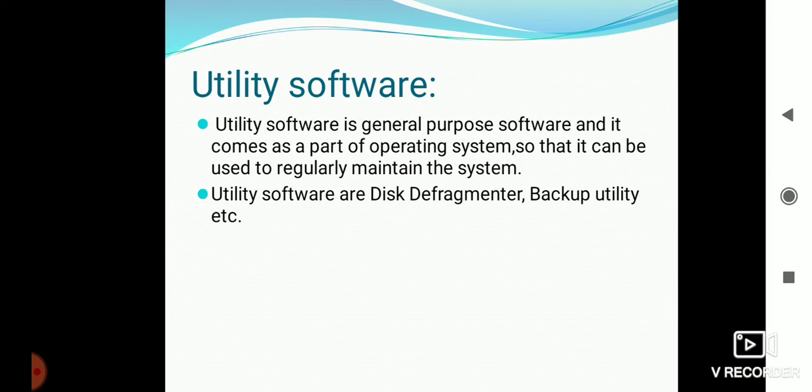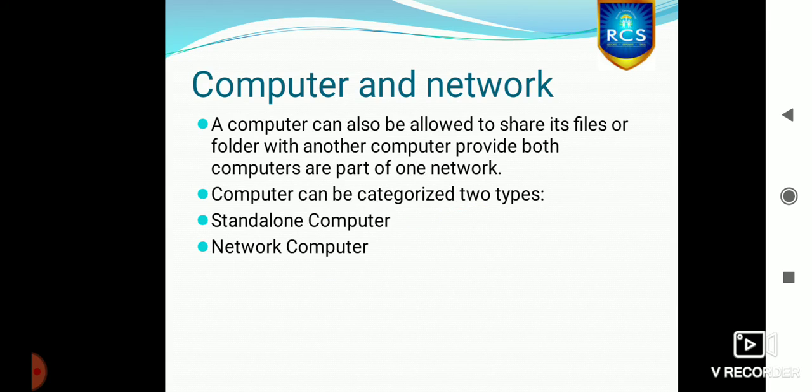Next one is utility software. Utility software is general purpose software and it comes as a part of the operating system. It can be used to regularly maintain the system. Utility software examples are disk defragmenter and backup utility.